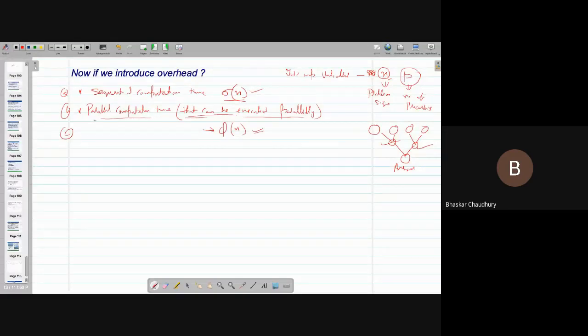Now I am introducing an overhead. I am talking about parallel overhead. Overhead will only come when you have a parallel program. So these two I can always combine. Basically what I am doing is sequential execution on a single processor. So how much is that? Sigma n plus phi n.